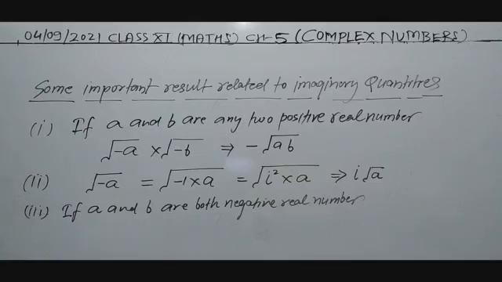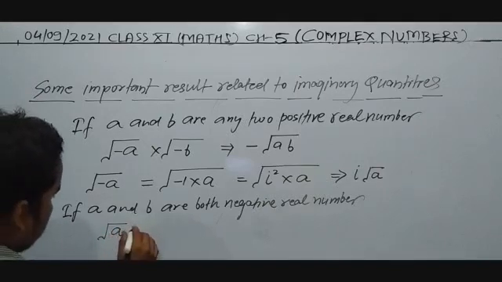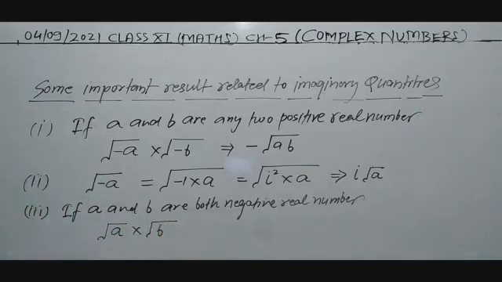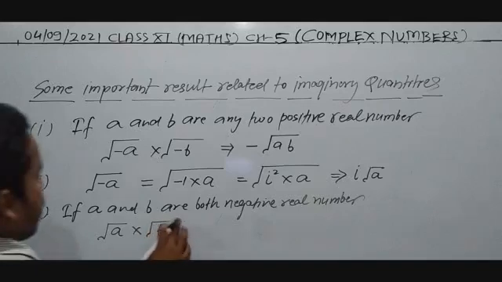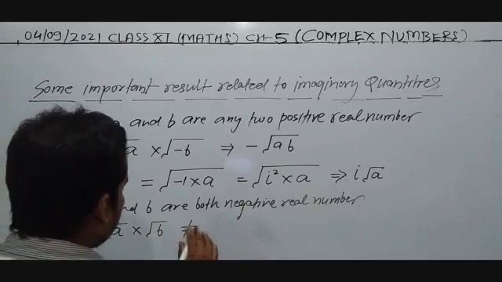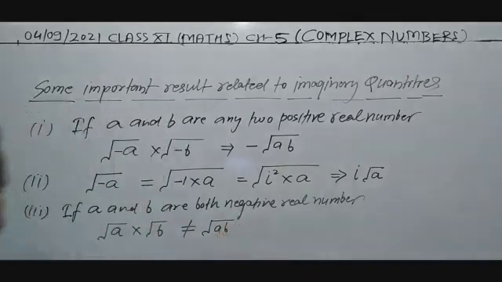So in case of both negative real numbers, what will be the result? Result will be root over a into root over b, that will not be equal to root over ab.